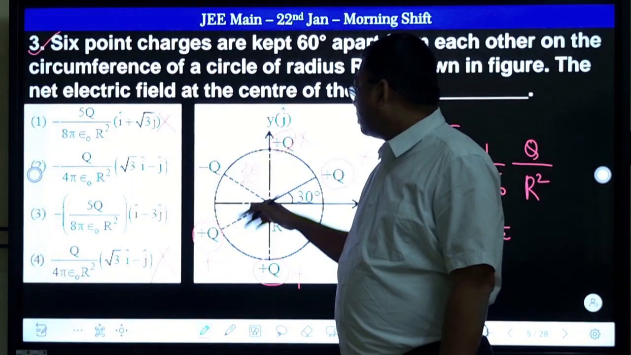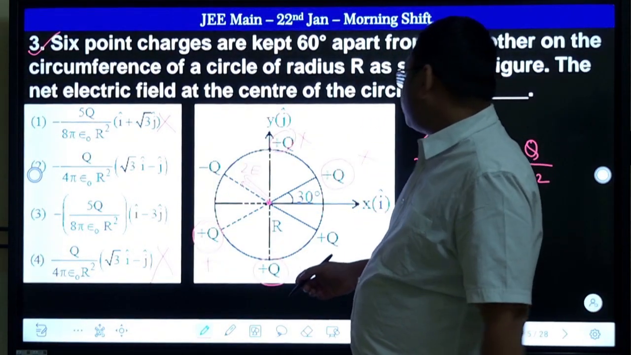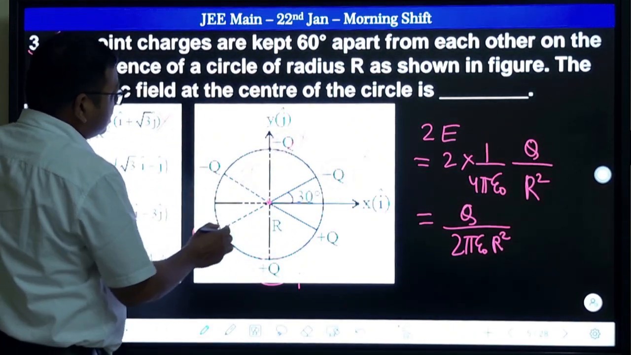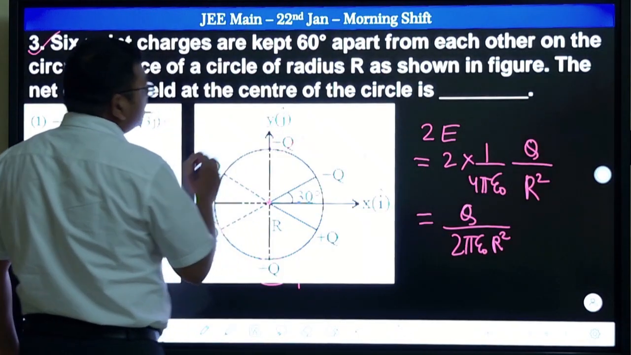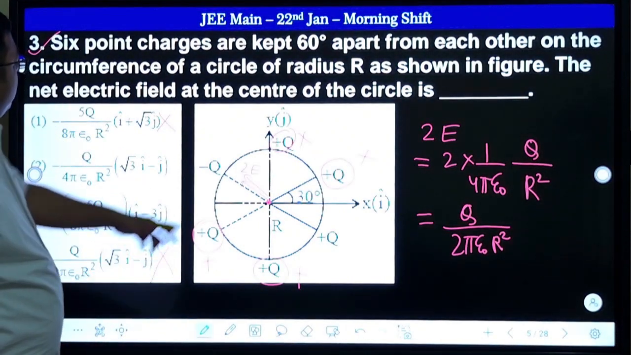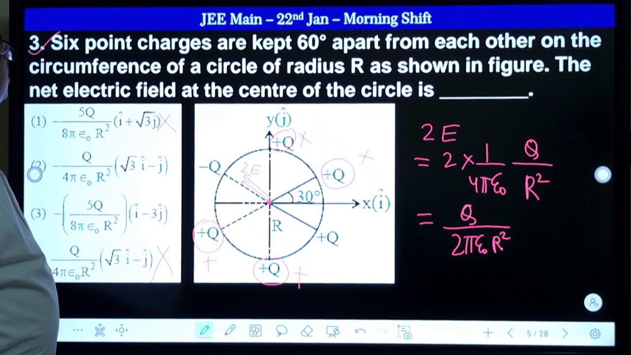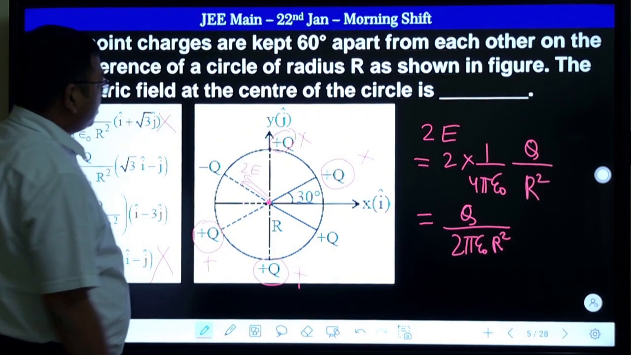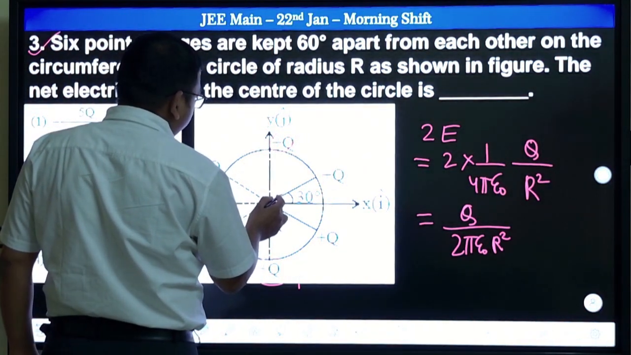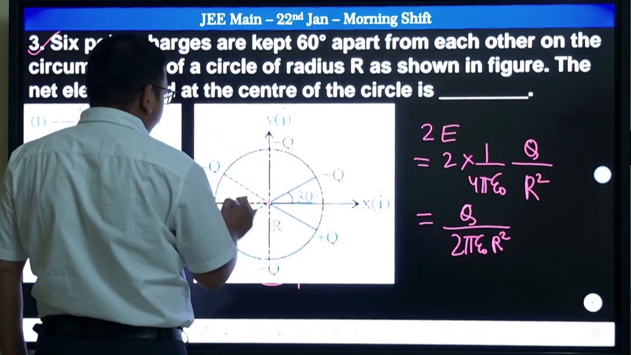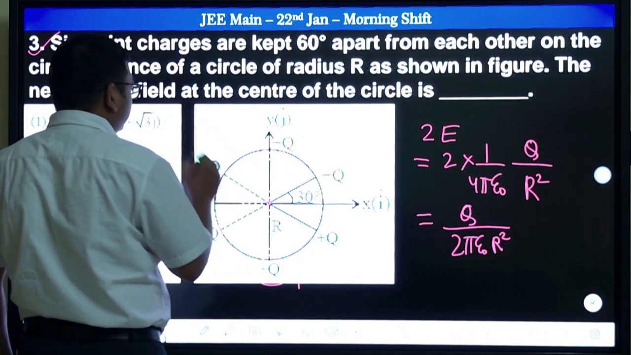So on this side, what is that angle? Find out the angle. This is 30 degree, and they are saying each angle is 60 degrees. So this is 60, right? So what will be this angle? They are 60 degrees apart from each other on the circumference. So this angle is how much? 30 degree, 60 degree, 60 degree. This will be 30 degree. That angle is 30 degree.